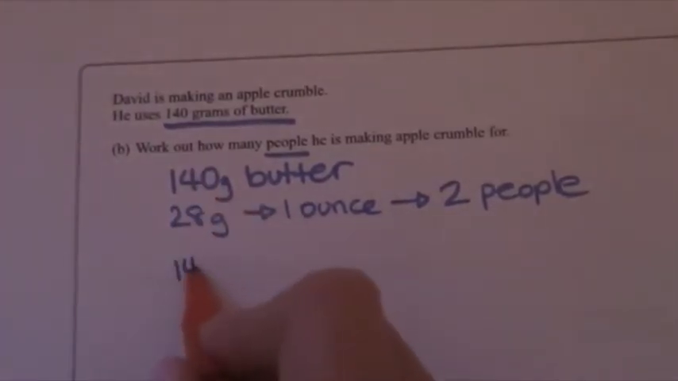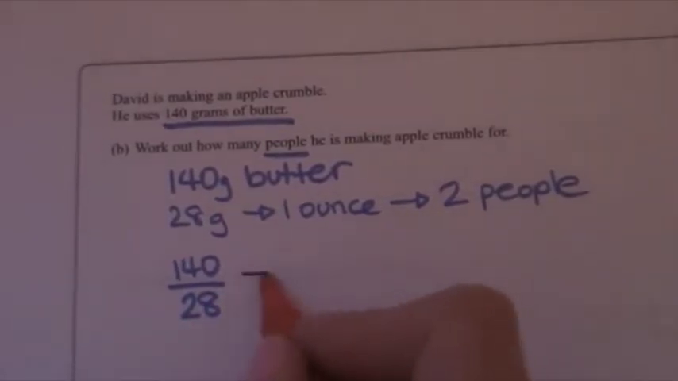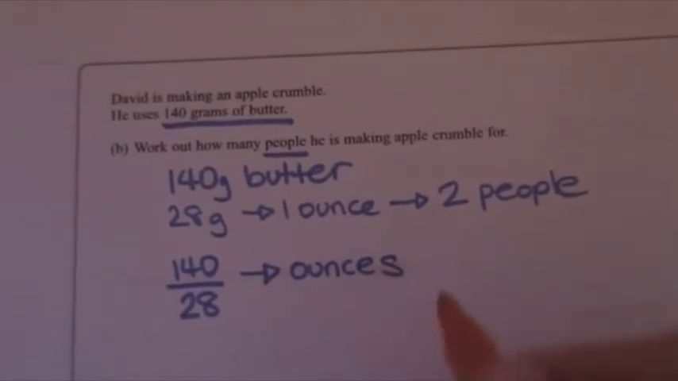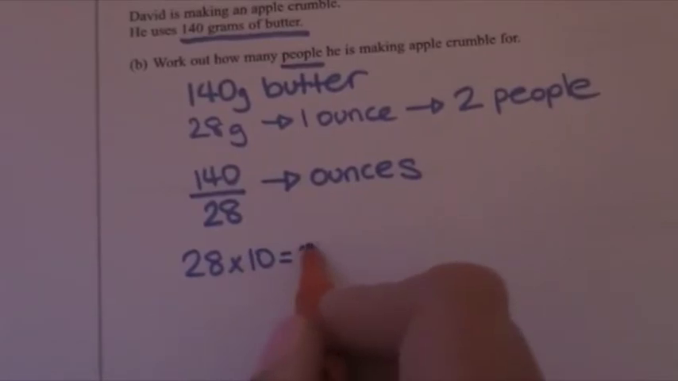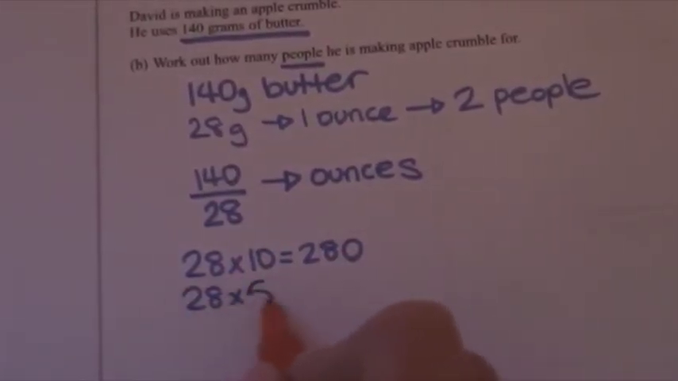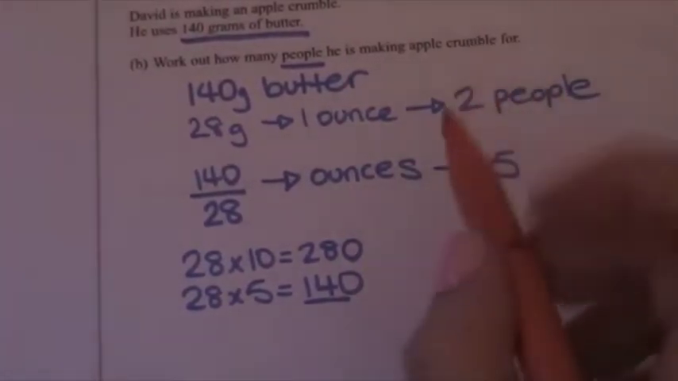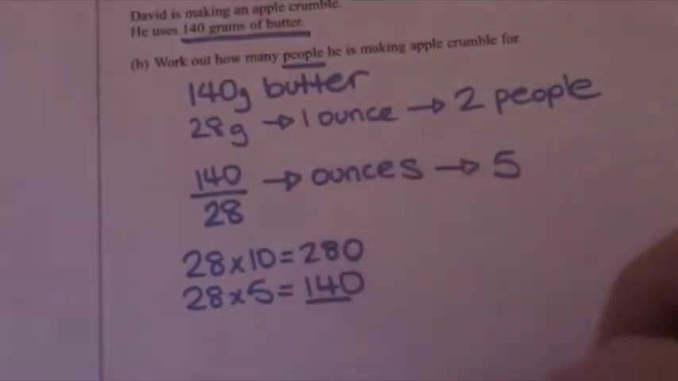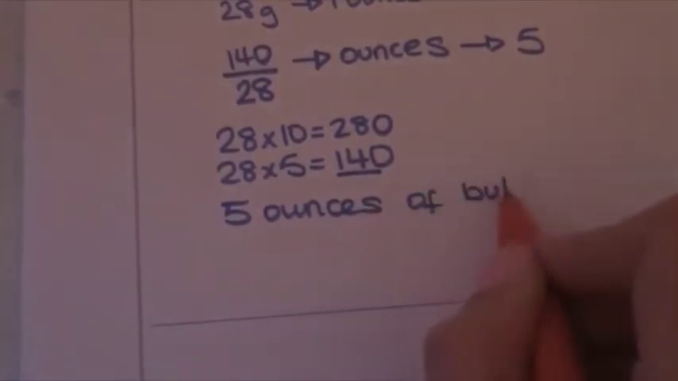In order to do that, 140 divided by 28, and then that will give us how many ounces. So 140 divided by 28. Well, we know that 28 times 10 equals 280, and we know that 140 is half of that. So 28 times 5 must equal 140. So 140 divided by 28 gives us 5. So we know that he's used 5 ounces of butter.